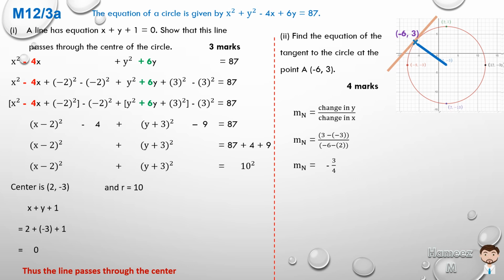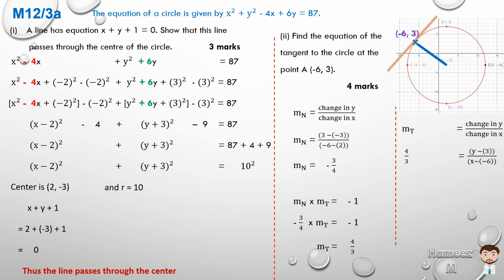Since the gradient of the normal works out to be -3/4, and the normal and the tangent are perpendicular to each other, it means the gradient of the normal times the gradient of the tangent is equal to -1. So we can substitute -3/4 times the gradient of the tangent is equal to -1. So mt, the gradient of the tangent, is equal to 4/3. And now we can find the equation of the line. Since we know that the gradient is equal to change in y over change in x, we can substitute. And that will give us 4/3 is equal to (y - 3) over (x + 6), using the point (-6, 3) on the tangent.